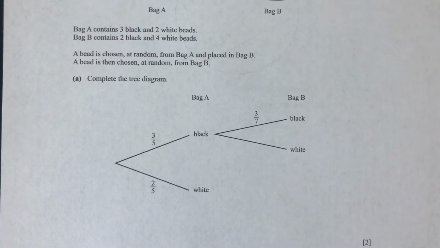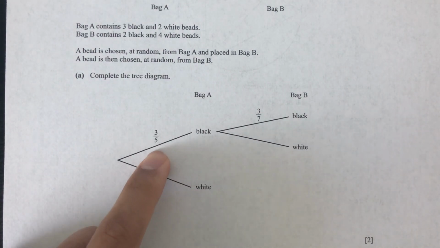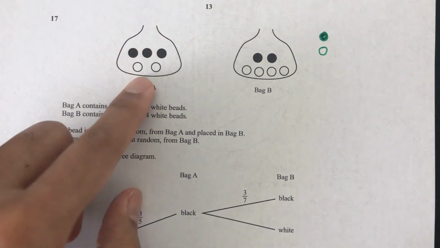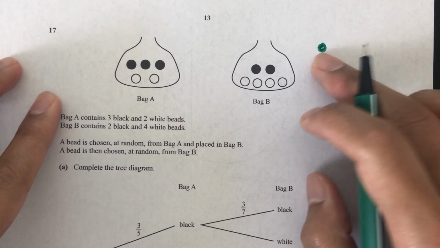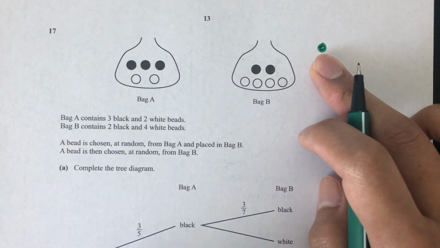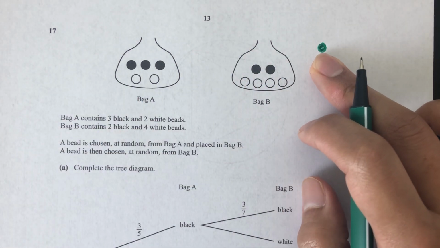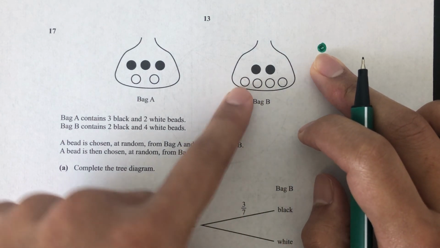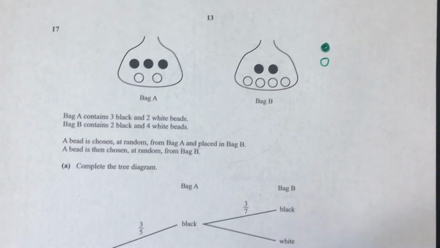Now part A, complete the tree diagram. So black, white. If you choose black the first time, we have a chance of 3 over 5. So 3 black over 5 total. And now if we put the black bead in this bag, we will have 7 beads in total, because we have 6 already plus 1 black. So the chance of choosing a black bead from bag B will be 3 over 7. That's why we have 3 over 7 here. But what is the chance of choosing a white? It will be 4 over 7.